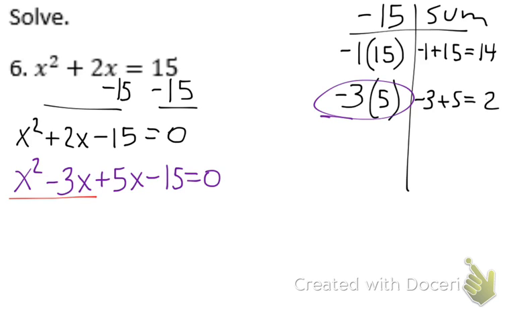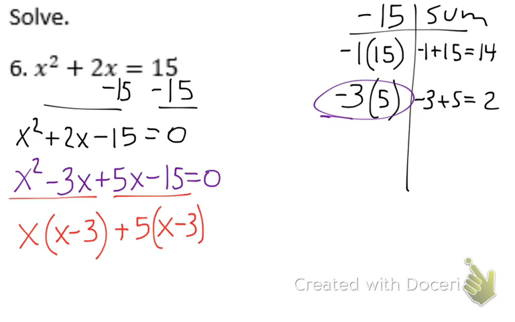Factor by grouping. Greatest common factor is x. Divide that out, you get x minus 3. Greatest common factor of the last two terms is 5. Divide that out, you get x minus 3. Now we have the x minus 3 in common, so we can factor that out, and we're left with x plus 5.